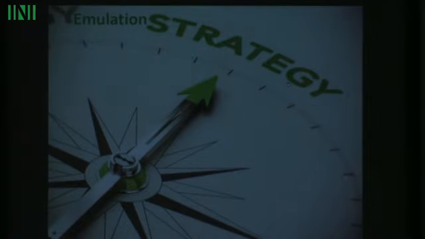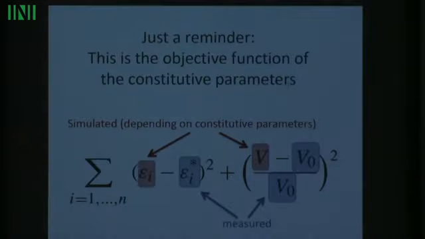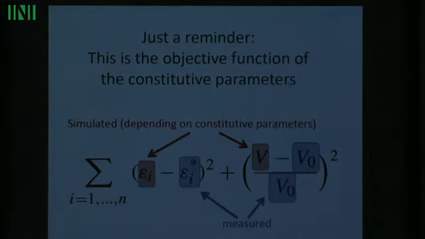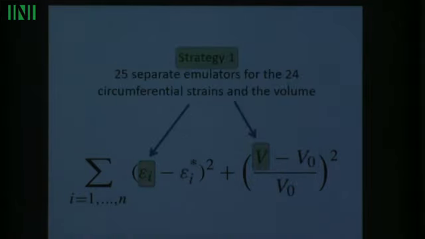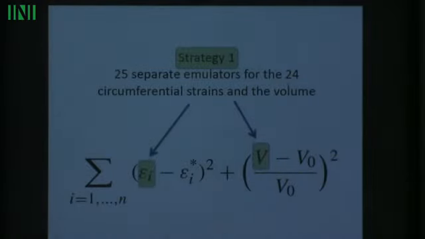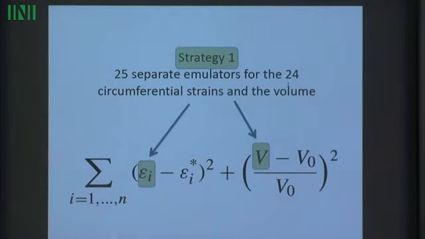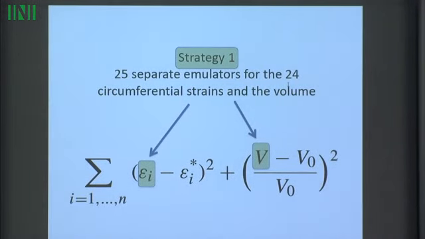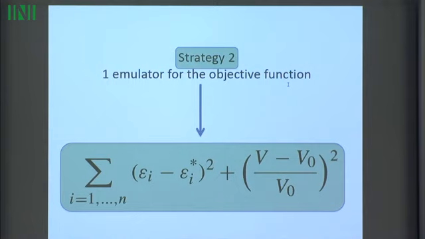Now, there are different emulation strategies. So here is again the objective function that we want to optimize. We've got these 24 circumferential strains, and then the left ventricle volume at end of diastole. So you can either develop an emulator for each of these outputs separately, right? It's called output emulation, emulating in the space of the actual functions, or you could use an emulator based on the objective function, right? In which case you have less work to do because now you have a scalar quantity.